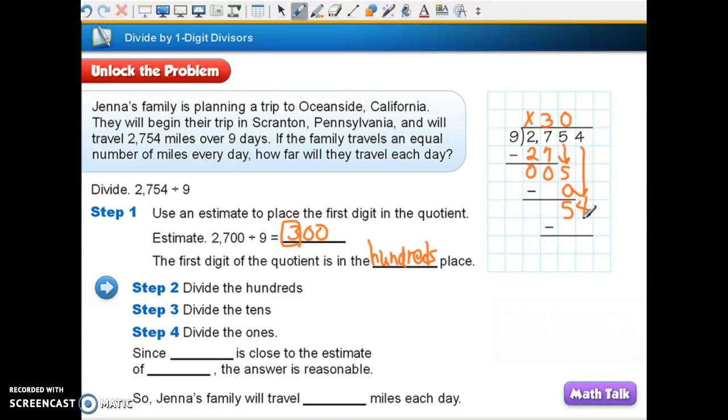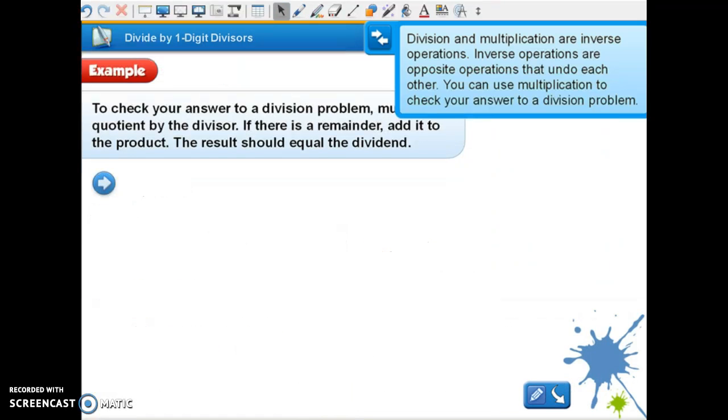Can anybody tell me how many 9s are in 54? 6. And what is 6 times 9, Cheyenne? It is exactly 54. So in this one, do we have a remainder? No. Since 306 is close to the estimate of 300, the answer is reasonable. So Jenna's family will travel 306 miles each day.